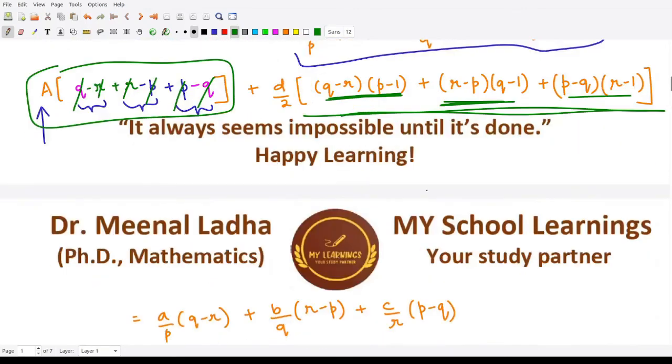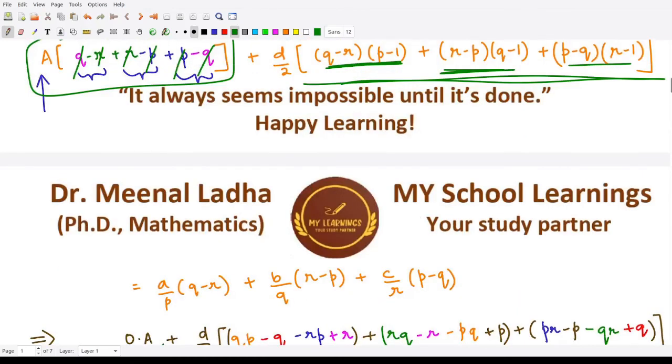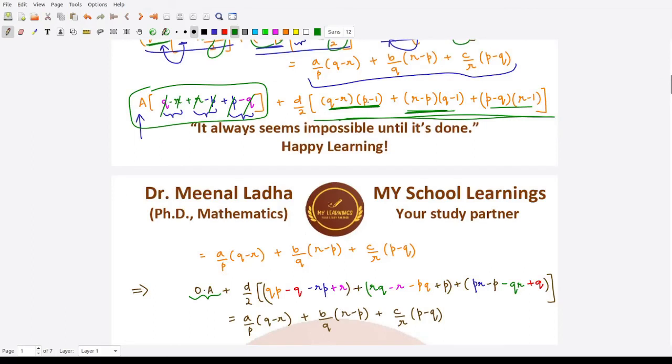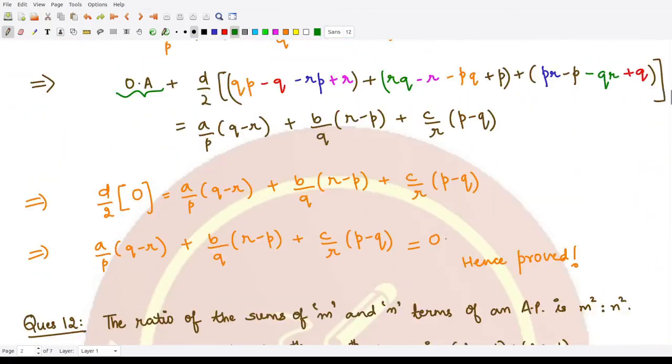So that means we need to multiply the contents of d by 2. So for d by 2, we can solve this thing, (Q minus R) into (P minus 1). It would be QP minus Q minus RP plus R. Similarly, we can multiply these brackets and these brackets in order to obtain these terms, correct? Okay.